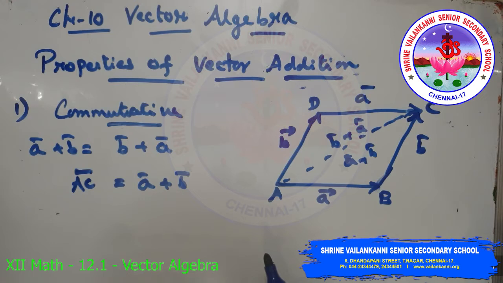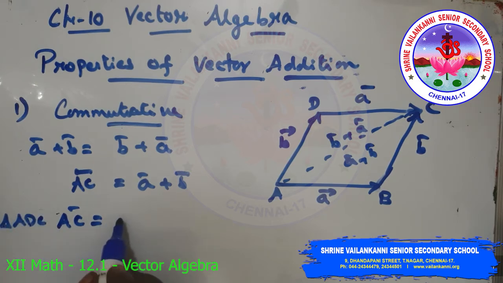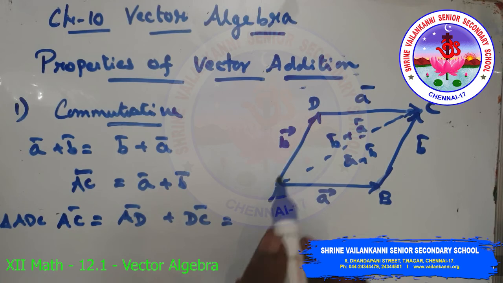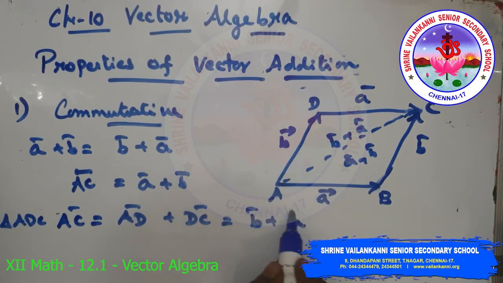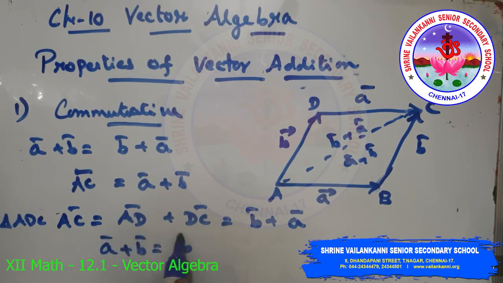Again, using the triangle law from triangle ADC, AC equal to AD plus DC, where AD is B and DC is A. So AC equal to B plus A. From 1 and 2, we can say that A plus B equal to B plus A.